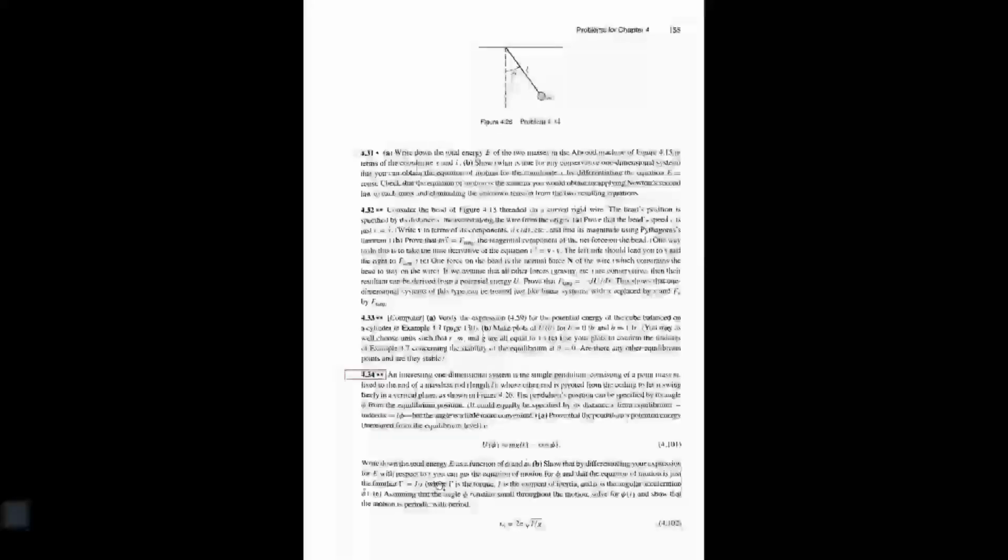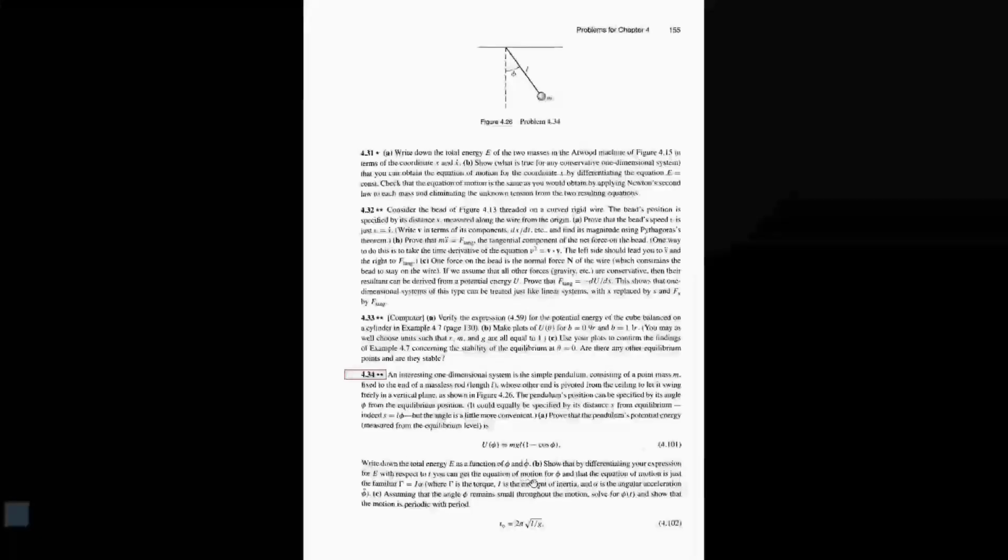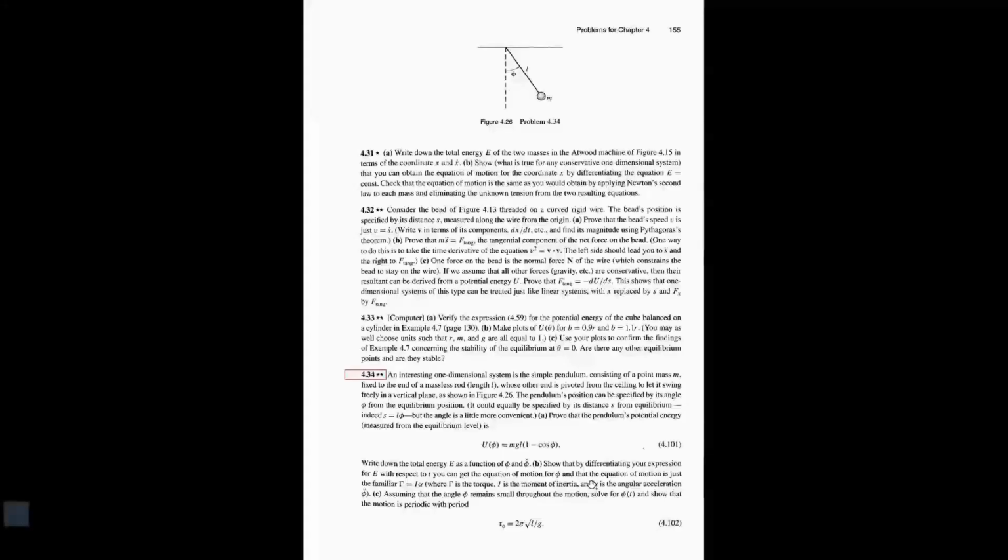Show that you can get the equation of motion for phi, and that the equation of motion is just the familiar one. Assuming that the angle phi remains small throughout the motion, solve for phi of t and show that the motion is periodic with this period.